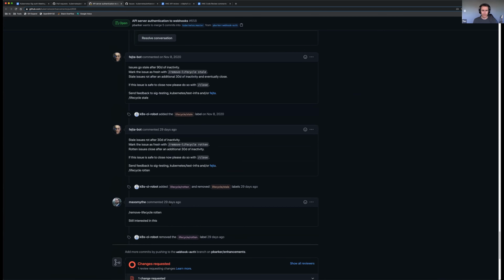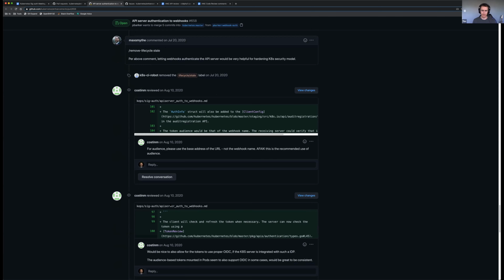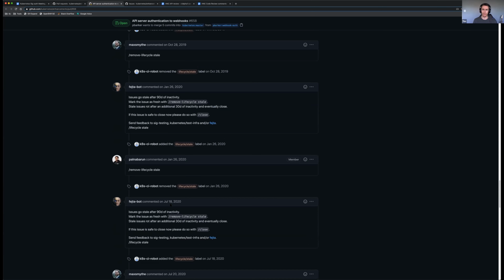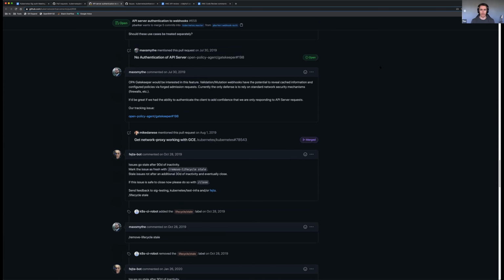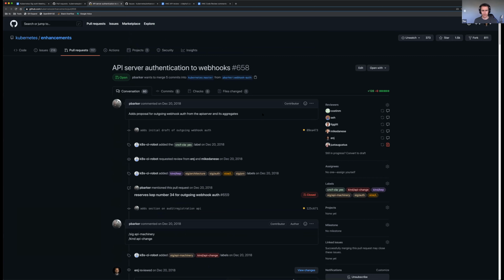I think this was originally filed as a blocker for dynamic audit webhooks, which have since been removed. I think the feature is useful outside of dynamic audit webhooks, but that's some of the history of why development on this was abandoned. Okay. I see Patrick is one person. That does sound right, based on that.